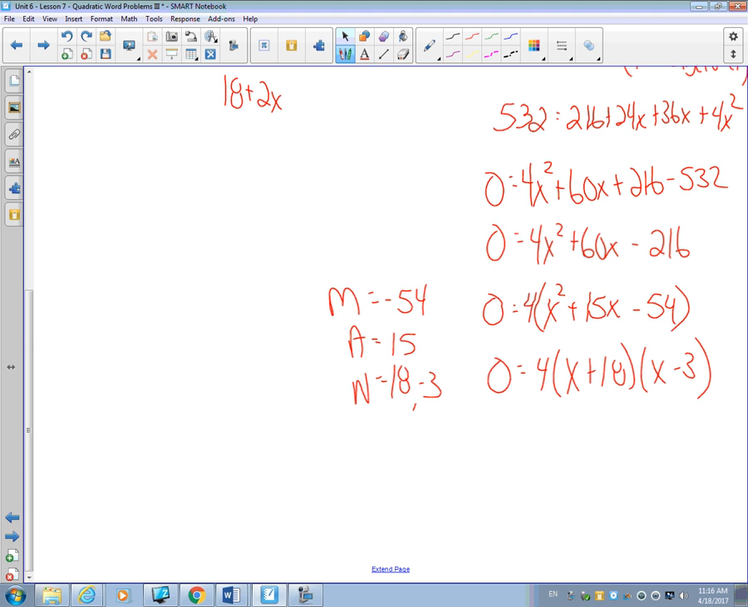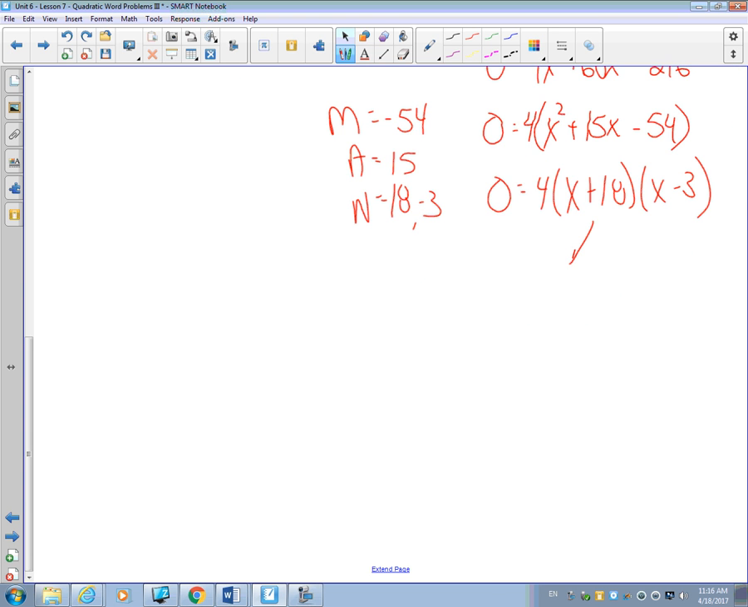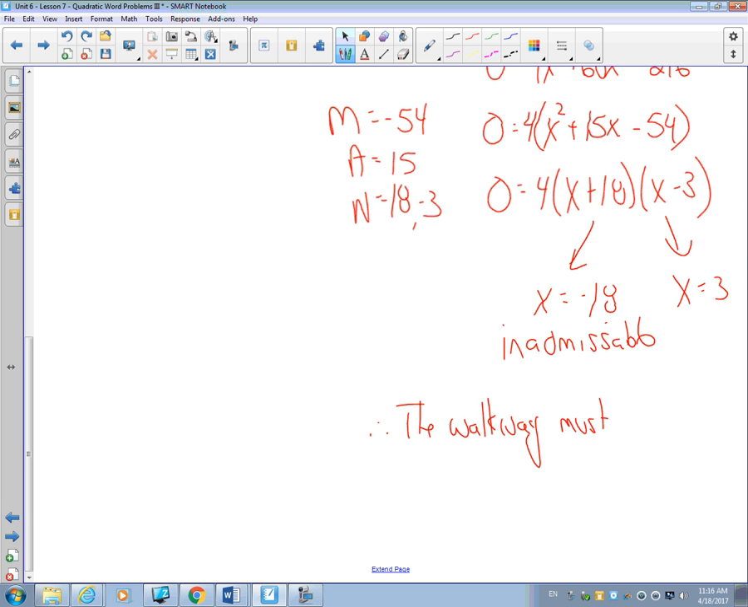Those aren't my answers, those are my factors. My answers, my solutions, are negative 18 and 3. Well, we can't have negative lengths. That's got to be an inadmissible one. So the walkway must be 3 meters wide. And we're done. That's our third set of word problems.